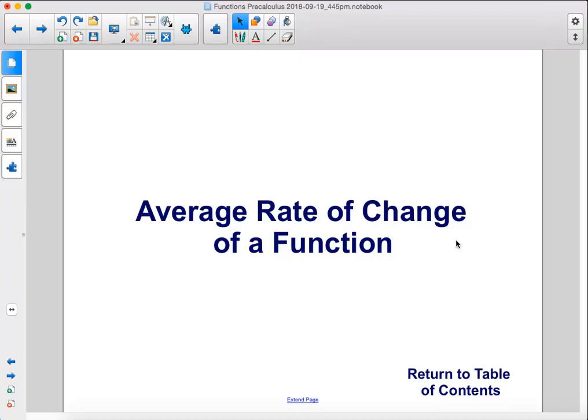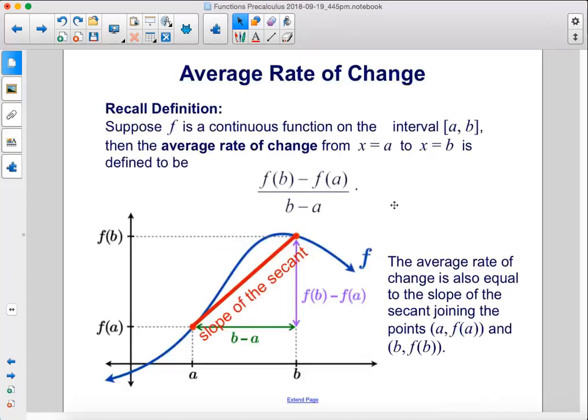Average rate of change of a function. Recall the definition. Suppose f is a continuous function on the interval [a, b]. Then the average rate of change from x equals a to x equals b is defined to be f of b minus f of a over b minus a.